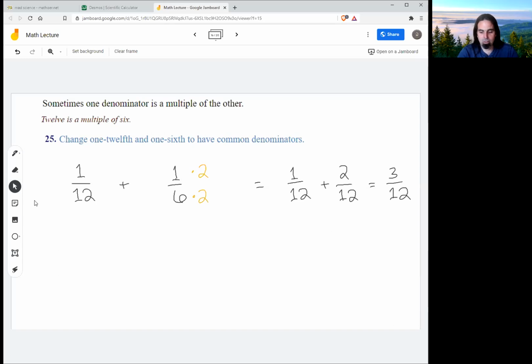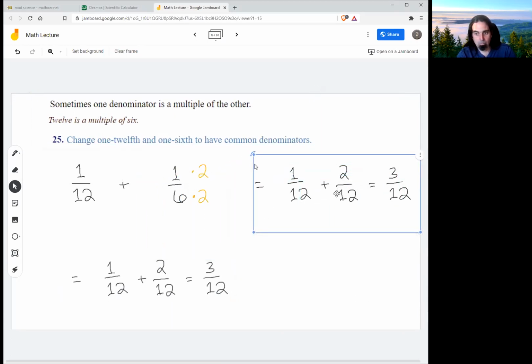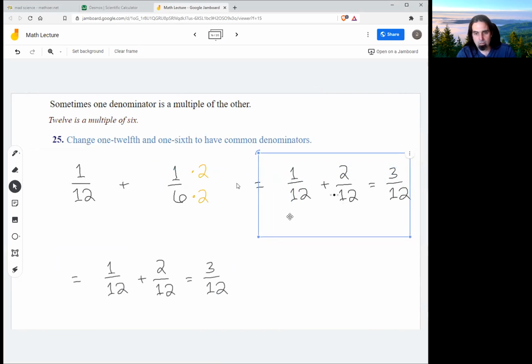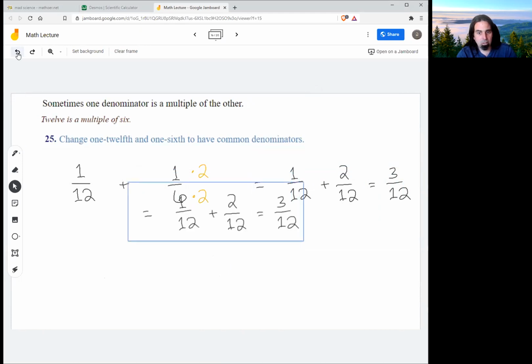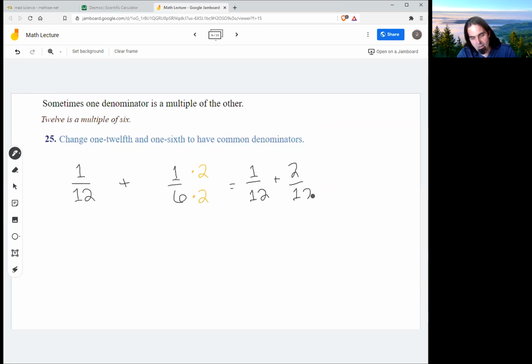So let me fix that. Oops. What am I trying to do? Oh, it's not going over. I just have to erase a bunch. Sorry. Oh, no, it's not. Okay, there we go. Technical difficulties.